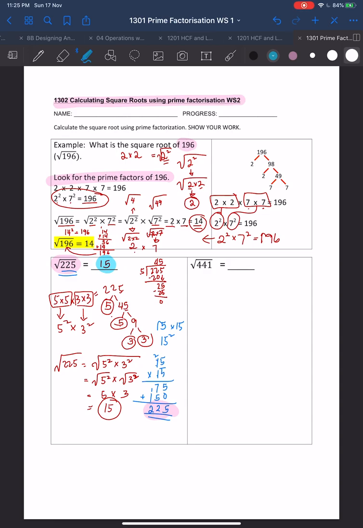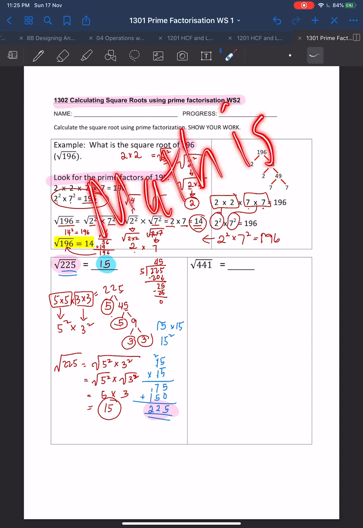Show your work. Always, always show your work. Okay? And make it neat. Okay? As usual, math is cool.